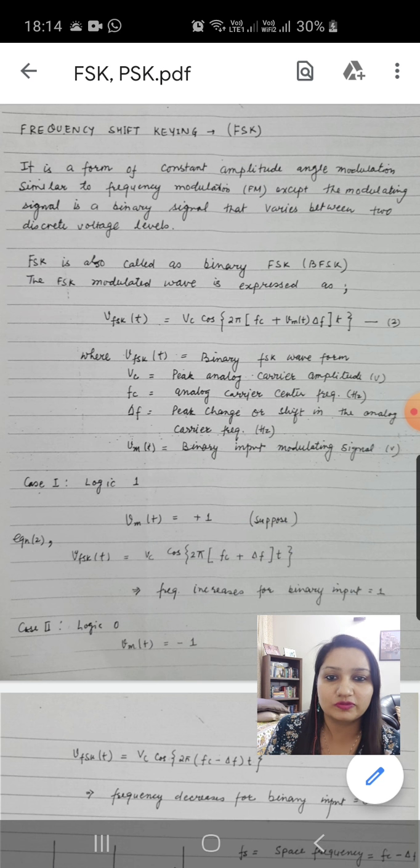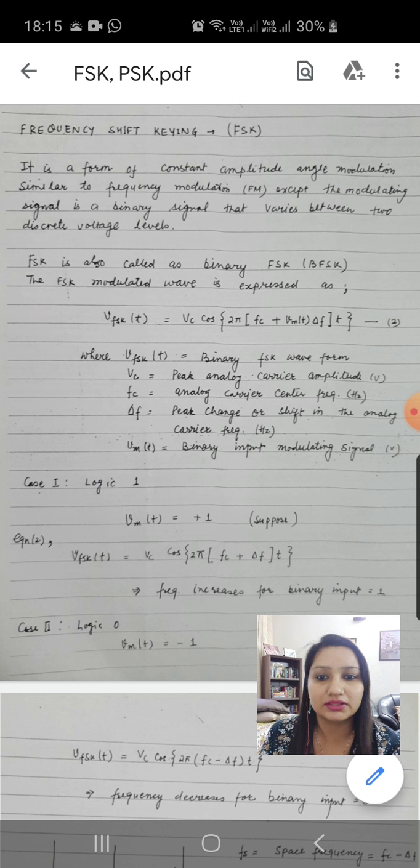So in this expression, delta f represents the amount of frequency shift that is going to occur in the analog carrier frequency. Fine, is that clear? So there are two frequencies here, in fact three. First is the carrier frequency Fc, which is the frequency of the analog carrier wave. Another one is the FSK frequency, which is the frequency of the frequency shift keying wave, and there is delta f, which is the peak change or the shift in the analog carrier frequency.